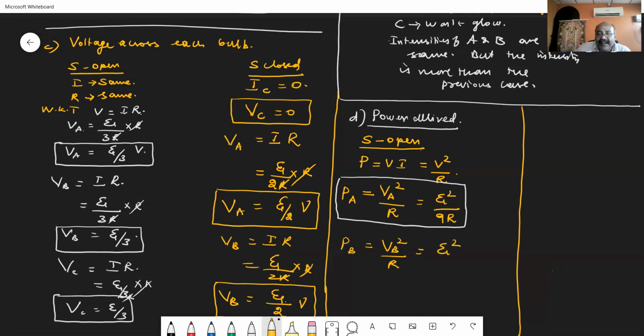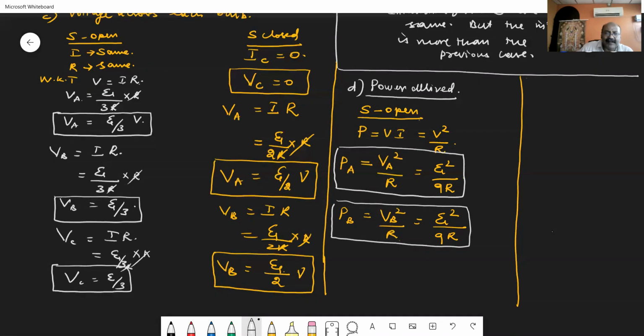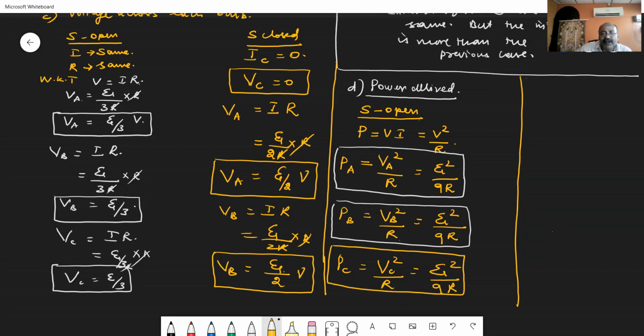Square it out, you get E square divided by 9. Multiplied with R, the power delivered by bulb B is E square by 9R. Similarly, the power delivered by bulb C is given by VC square divided by R, which is E square divided by 9R, because the voltage across C is E by 3. Squaring it, E square divided by 9 multiplied with R, denominator R. So the power delivered by C is E square by 9R.